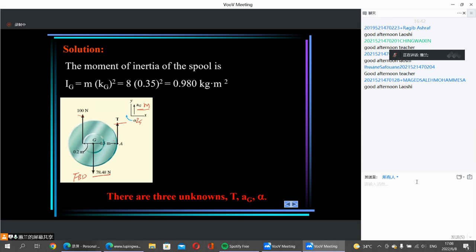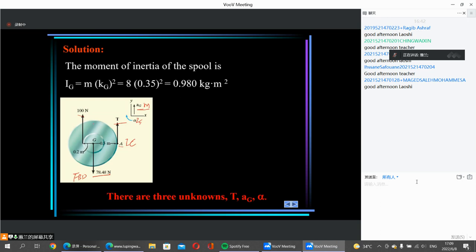Why we don't have AGX? Because it's a disk. The contact point A is the IC because there is no slipping. The distance from point G to point A is always equal to its radius. So that means G has a straight path line. The path line of G is rectilinear. That's why we only have AG.